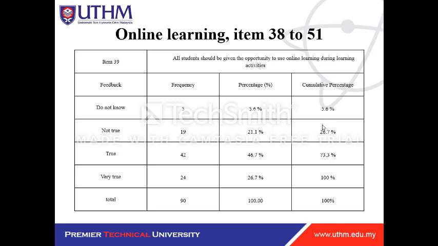For online learning, it will cover item 38 to 51. So, item 39, all students should be given the opportunity to use online learning during learning activities. The percentage shows that the feedback from the students that do not know is 5.6%, and that goes to the lowest. And the highest is 46.7% for the feedback that students are answering true.